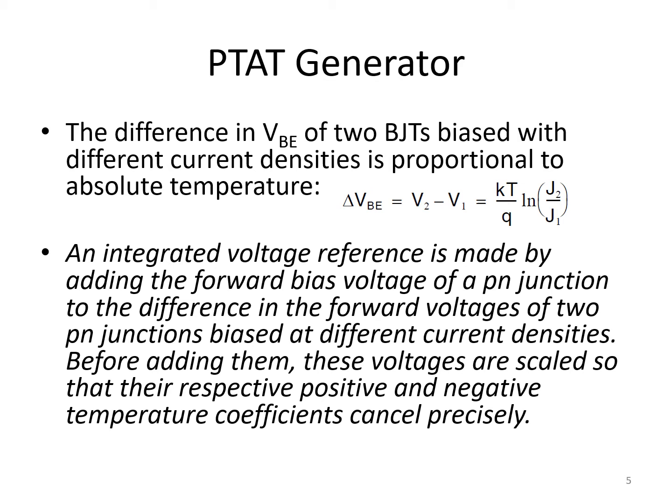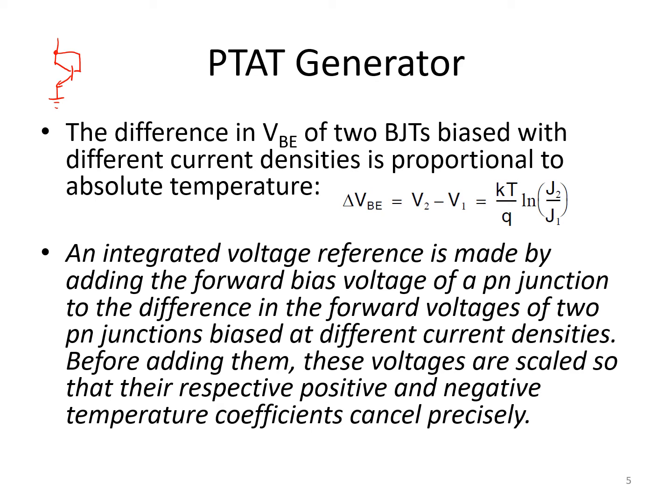So the IPTAT circuit's pretty straightforward. Just make a current source and force a current through a diode connected BJT. What about the PTAT generator? Well, the way we generate a voltage that's proportional to absolute temperature is to, again, make use of the properties of forward bias diodes or BJTs.